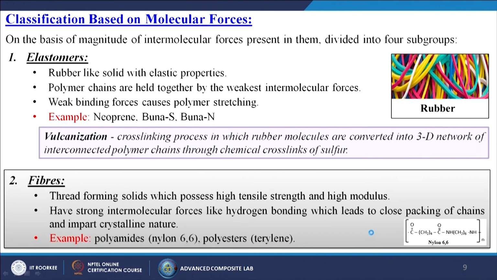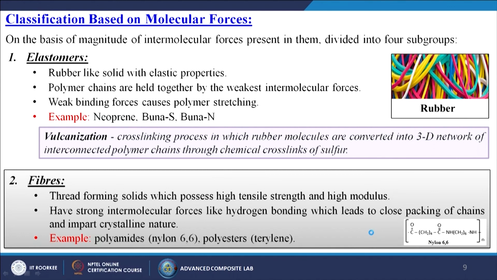Then classification based on molecular forces. On the basis of magnitude of the intermolecular forces present in them, polymers are divided into 4 subgroups. What are those? First one is called the elastomers. Elastomers is nothing but the rubber. So, it is a rubber like solid with elastic properties. Polymer chains are held together by the weakest intermolecular forces. Weak binding forces cause the polymer stretching. So, we can stretch it up to a certain limit. What are the examples? Like neoprene, BuNa-S, BuNa-N.